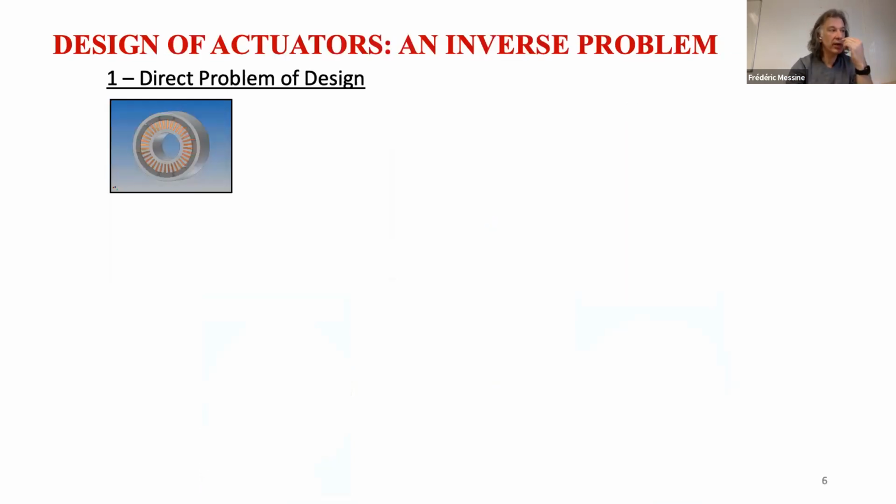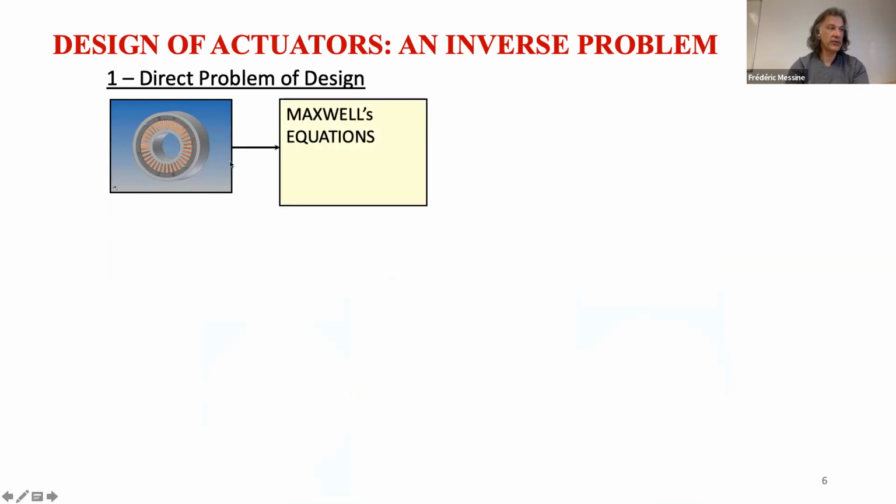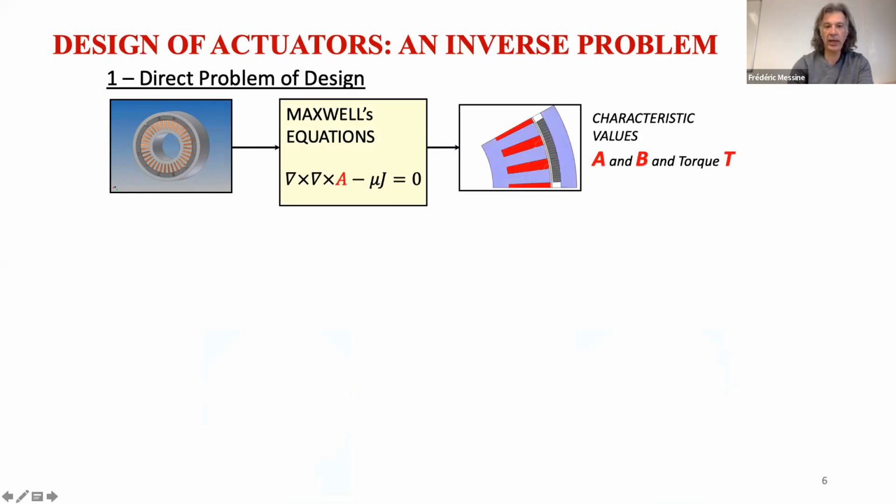So generally, you know, the design of actuators are inverse problems. In fact, you have an electrical motor like this. You have to solve the Maxwell equations, for example, those kinds of Maxwell equations. And you can find some characteristic values with the potential vector A, the magnetic field B and the torque T.